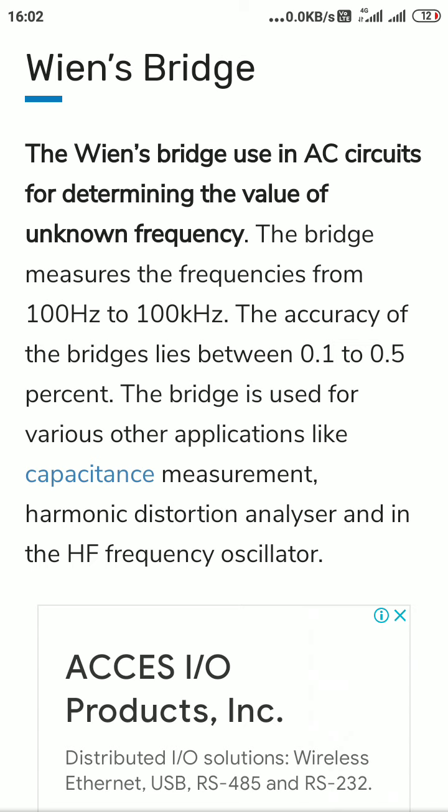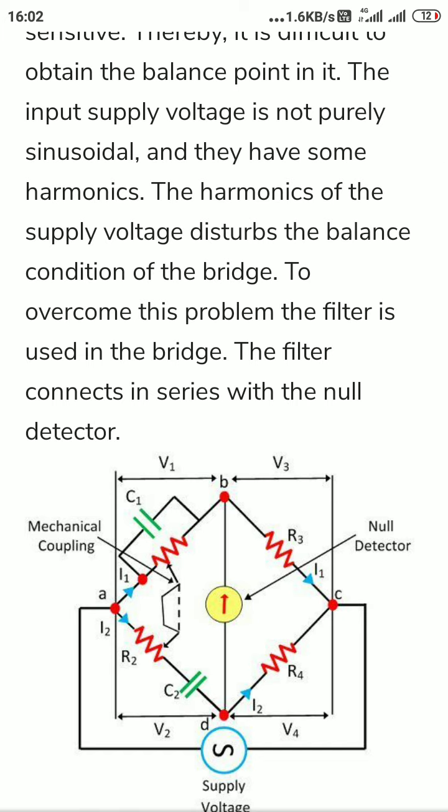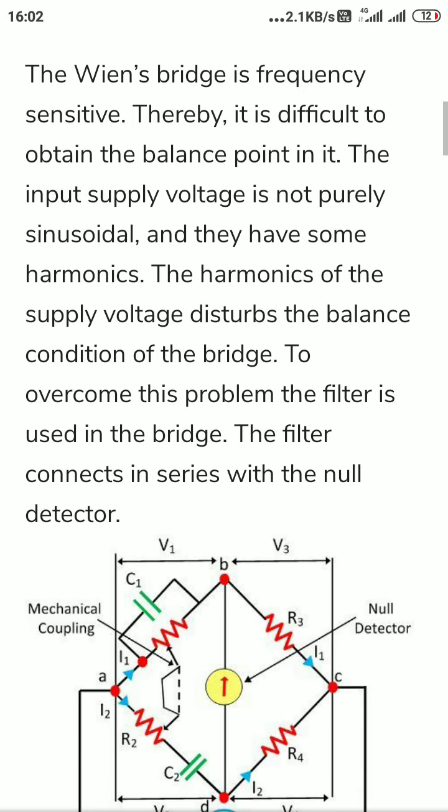The bridge is used for various applications like capacitance measurement, harmonic distortion analyzer, and in the HF frequency oscillator. Now we can see the circuit of Wien bridge. Here the Wien bridge is frequency sensitive, thereby it is difficult to obtain the balance point in it. The input supply voltage is not purely sinusoidal and has some harmonics. The harmonics of the supply voltage disturb the balance condition of the bridge.